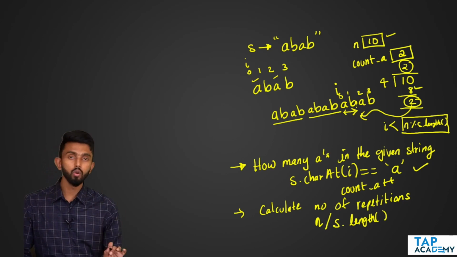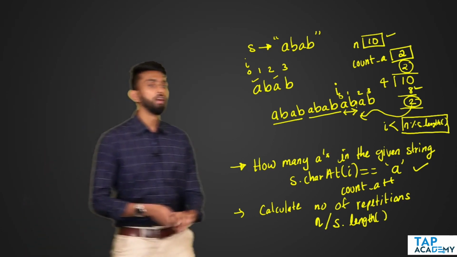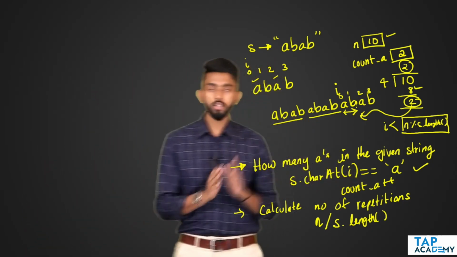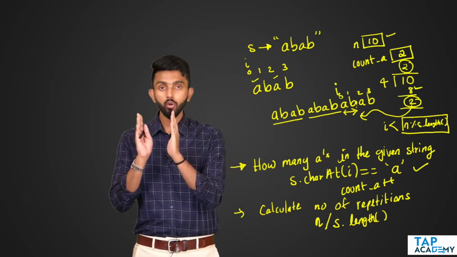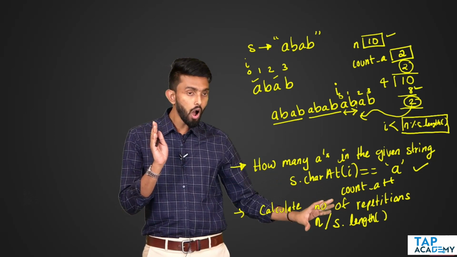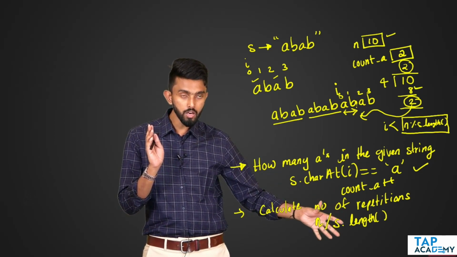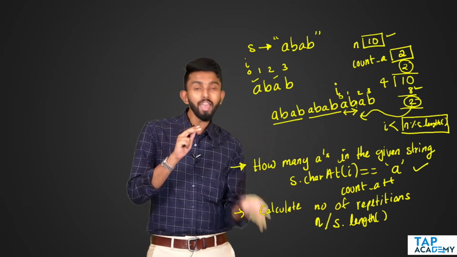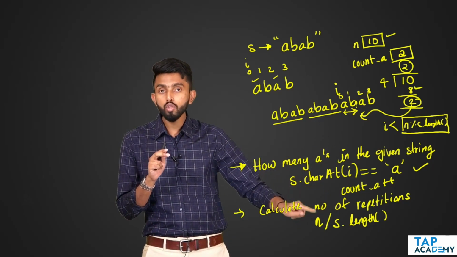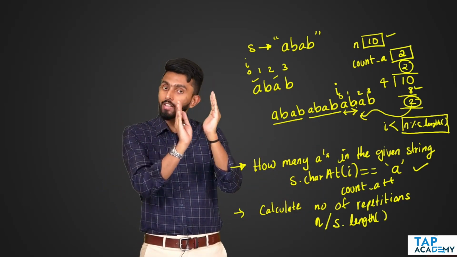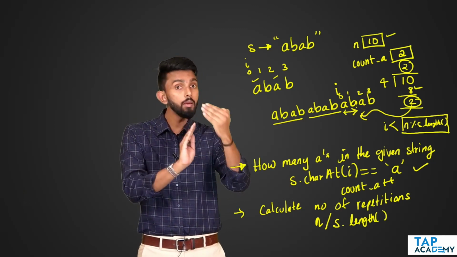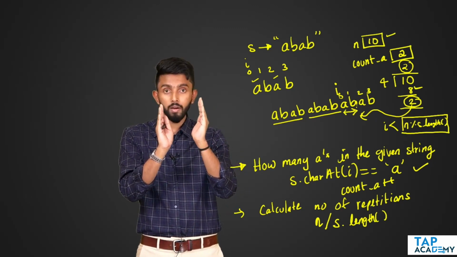So, in conclusion, what should we do? First calculate how many A's are there. Then find out how many times you have to repeat the string. Now, however many times you repeat the string, the count of A into the number of times you repeat will give you the number of A's. Then there are some pending characters. There may be, there may not be, but there may be some pending characters.